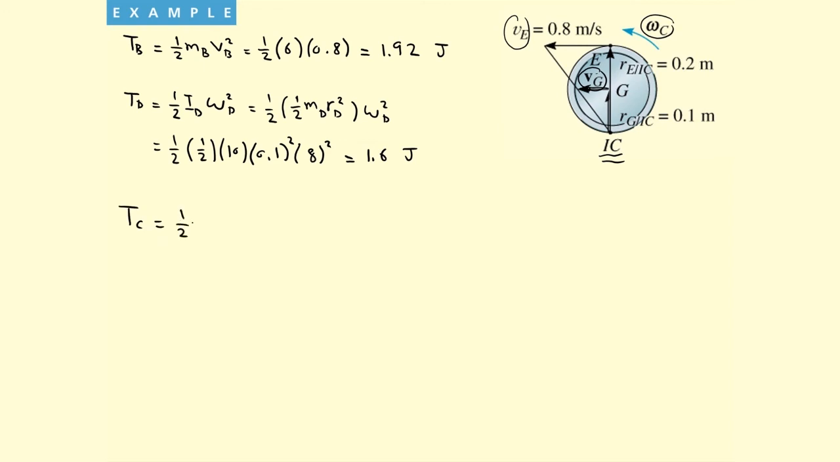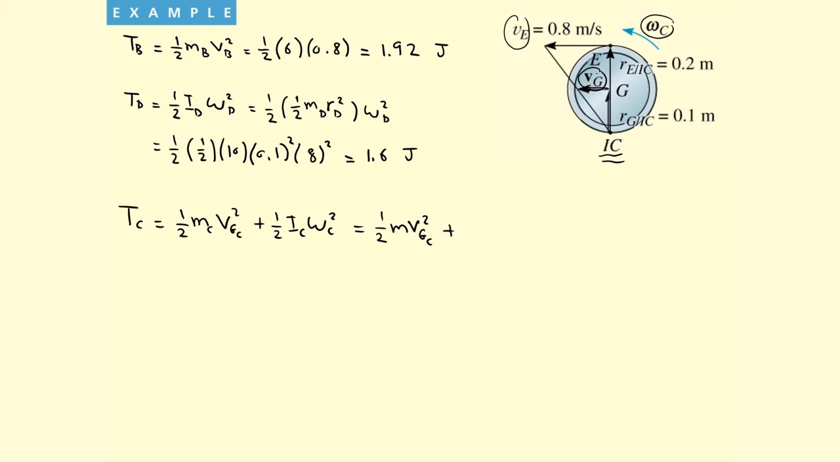So for cylinder C, T_C should equal to, write the general expression first, half m_C multiplied by V_G for C squared, plus half I_C around its own center of mass, omega_C squared. So this should equal to half m V_GC squared. I'm not changing anything here.